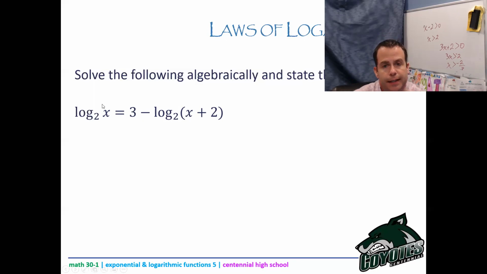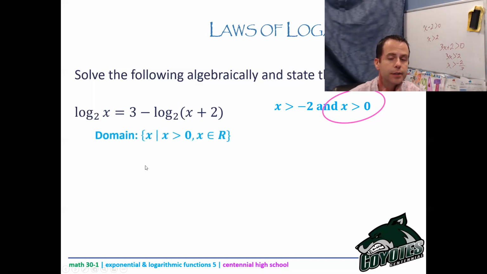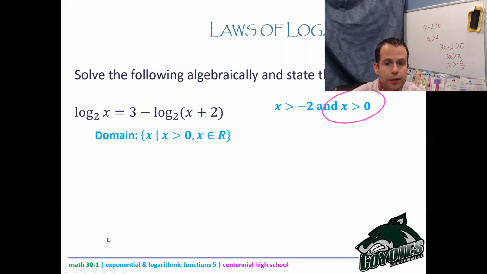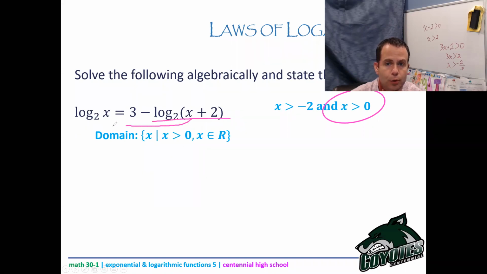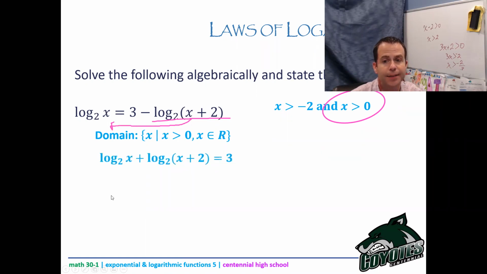I know that x has to be greater than 0 here, and I know that x has to be greater than -2 on the other side. So who's the more restrictive statement? The greater than 0 is. So my domain will be x is greater than 0, where x is a member of the reals. Now I want to bring this whole term over here so that I've got all my logs on one side. So I essentially add that to both sides, and I'm left with just 3 on the other side.